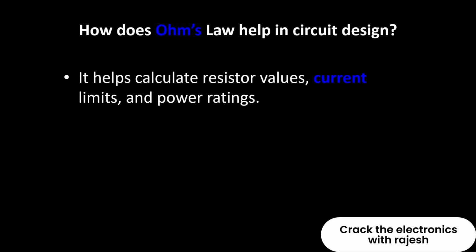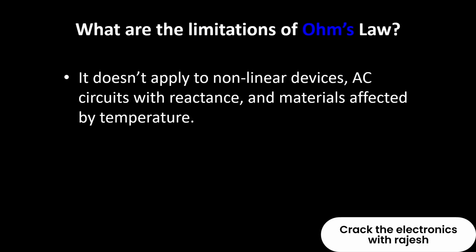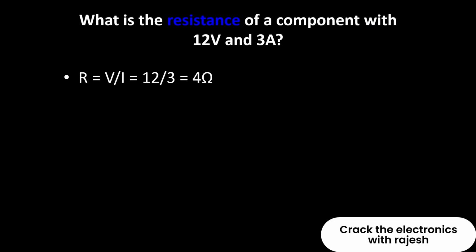How does Ohm's law help in circuit design? It helps calculate resistor values, current limits, and power ratings. As I told you, if I'm an engineer designing a circuit, I need resistor value calculations, current calculations for my power designs, and also the power rating, how much my module can handle, how much power consumption is going to happen. Everything can be found using Ohm's law. What are the limitations of Ohm's law? It does not apply to non-linear devices, AC circuits with reactance, and materials affected by temperature.